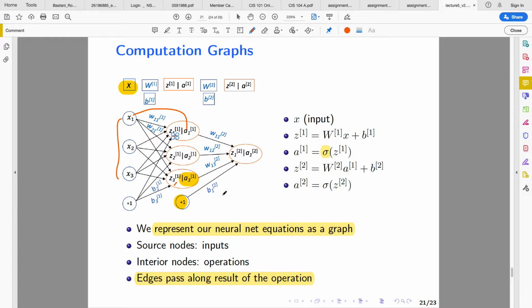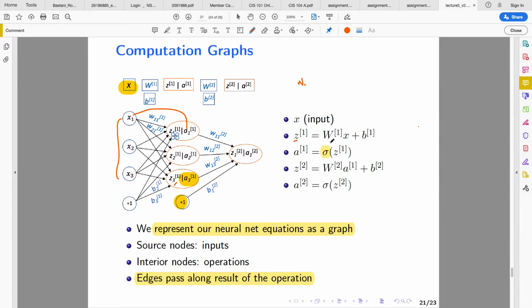So for Z1, in order for us to calculate Z1, we need to first of all take in all the edges that come to Z1. In this case, we have 1, 2, 3, 4. That means you have four weights coming in. Then we have our x1, x2, x3 plus the bias.